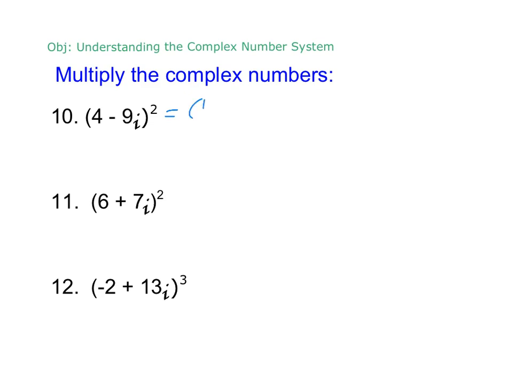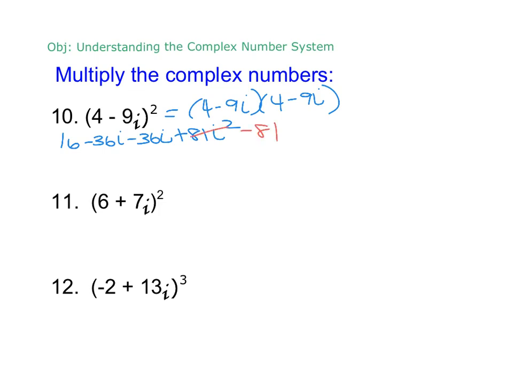All right. 4 minus 9i times 4 minus 9i. It's the exact same thing that we just did. So that's 16 minus 36i minus 36i plus 81i squared. That 81i squared is turned into negative 81. Negative 81 and 16. Use my calculator. Negative 65 minus 72i.